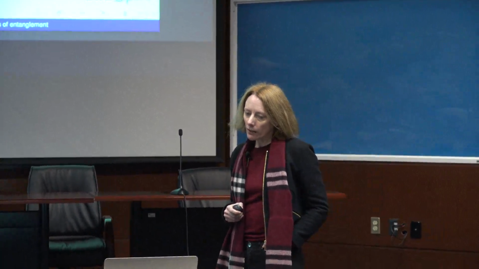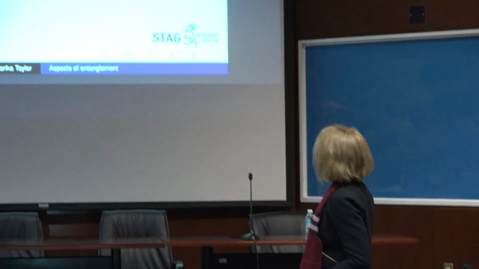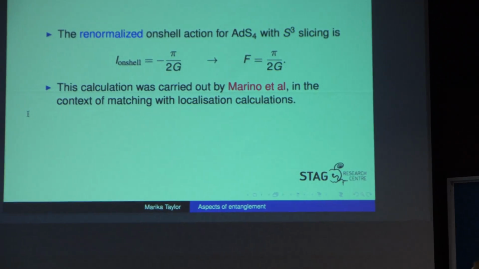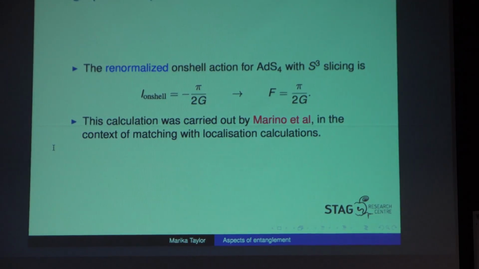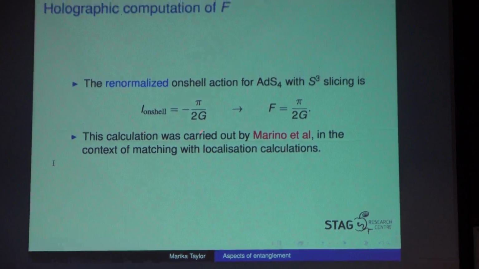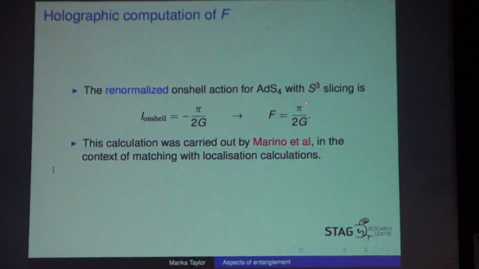Okay, so if you calculate the renormalized on-shell action for AdS4 with S3 slicing, I should say the way I've normalized it, the Newton constant here is dimensionless. It might be a little unconventional, but it's dimensionless. The on-shell action is minus pi over 2G, so the F quantity is pi over 2G. In other words, the inverse Newton constant counts the number of degrees of freedom. Right? So this is manifestly positive because G is positive. It counts the number of degrees of freedom.